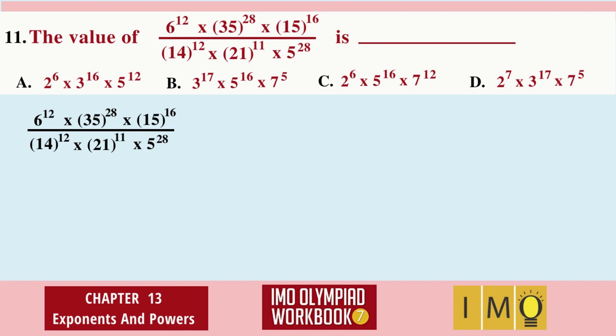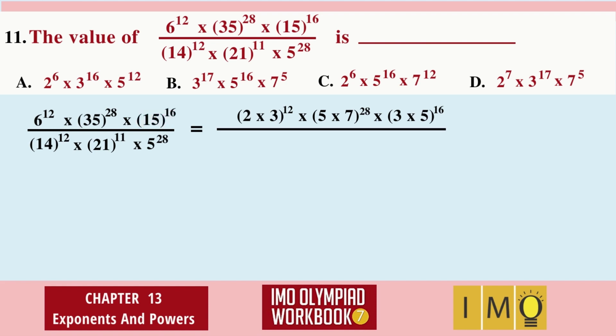As a first step, let us take the base numbers 6, 35, 15, 14, 21 and 5 and write them down in terms of their factors. 6 to the power of 12 becomes (2 into 3) whole raised to 12. 35 to the power of 28 becomes (5 into 7) whole raised to 28. 15 to the power of 16 will become (3 into 5) whole raised to 16.